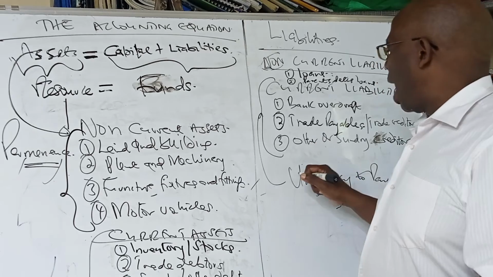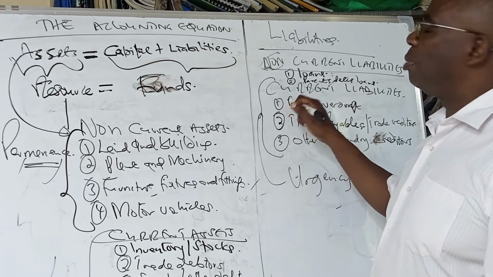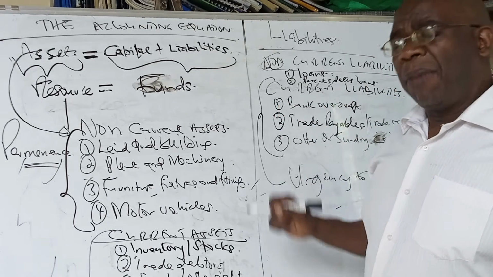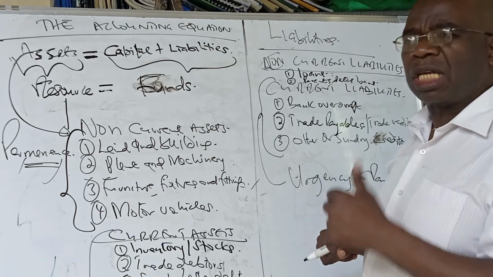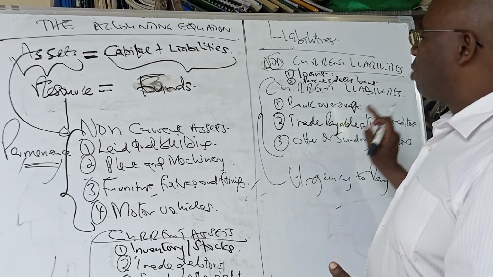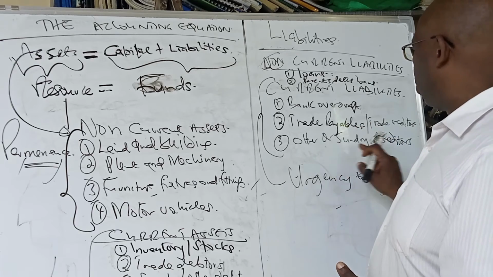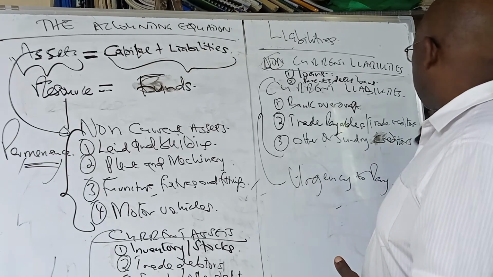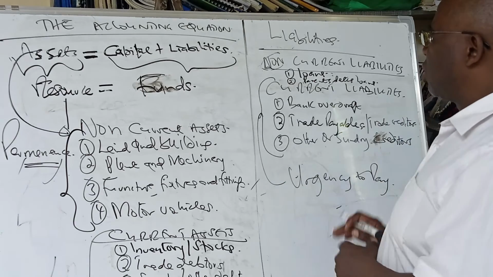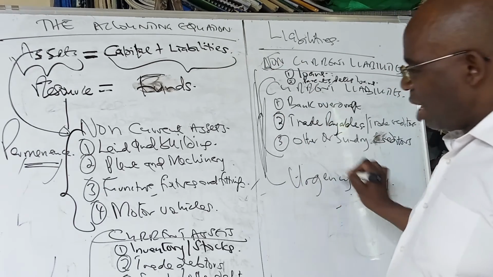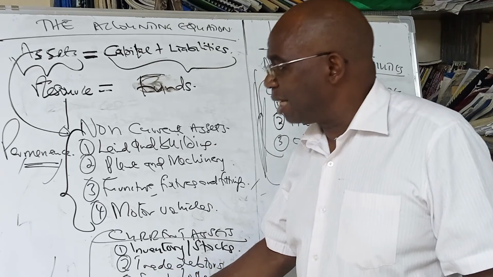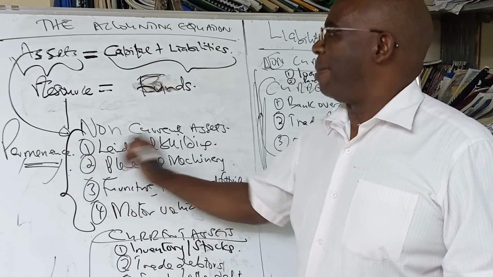The most urgent liability to be paid is the bank overdraft. Immediately money comes to the bank, the bank takes its own money. From there you come to trade payables, and then we come to other creditors or sundry creditors. Again, these ones are arranged in order of urgency. These ones are arranged in order of liquidity. These ones are arranged in order of permanence.